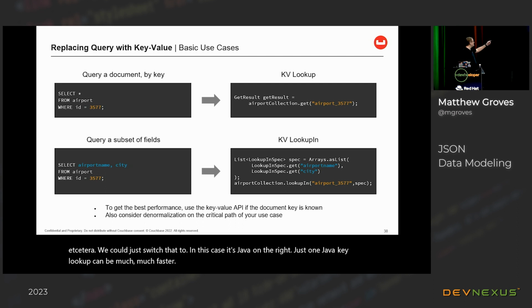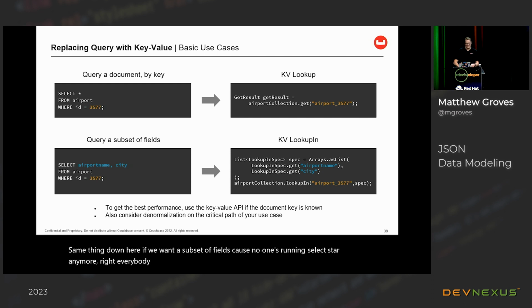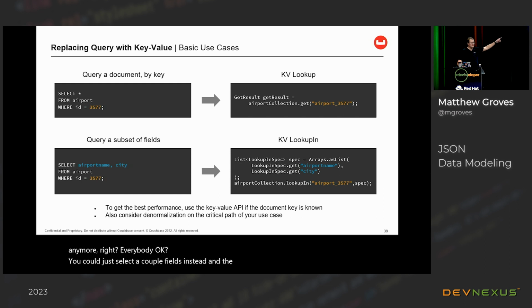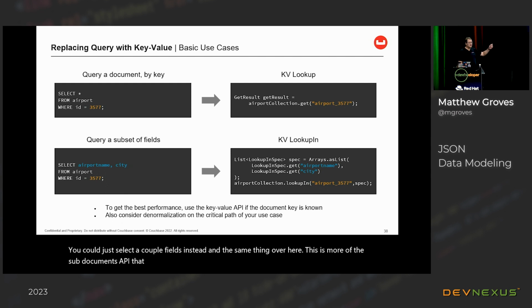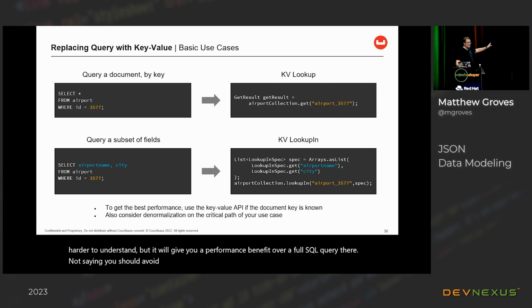Same thing down here if we want a subset of fields, because no one's writing select star anymore, right? Right, everybody? Okay. You could just select a couple of fields instead, and the same thing over here. This is more of the sub-documents API that I talked about. A little more complex to write and a little harder to understand, but it will give you a performance benefit over a full SQL query there. I'm not saying you should avoid SQL. I'm just saying in these cases, we know the key. Let's go to the key value API instead.